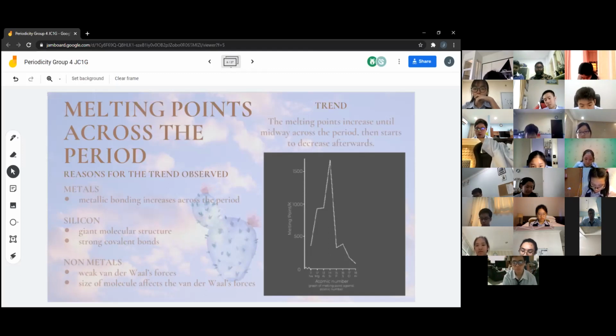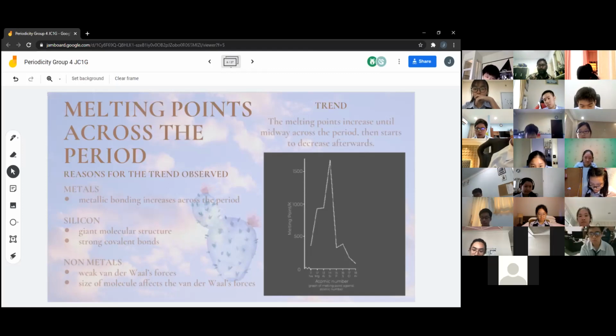Chlorine exists as Cl2 molecules, and argon exists as an Ar molecule, as it is a noble gas. So it does not form any bonds, and this is why the melting point further decreases as the size decreases.